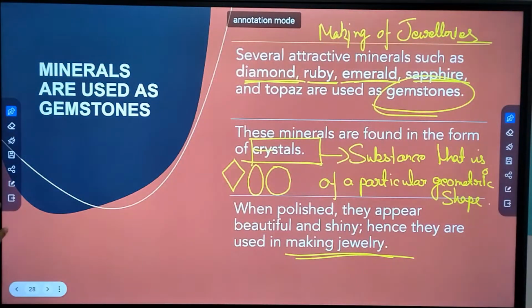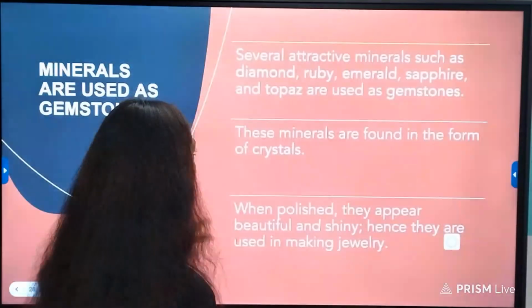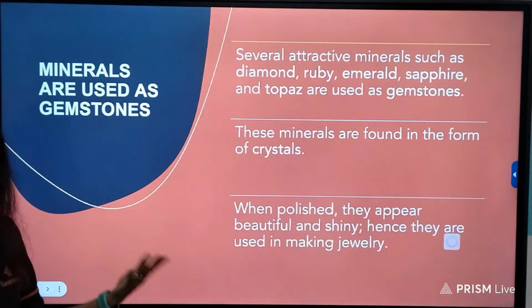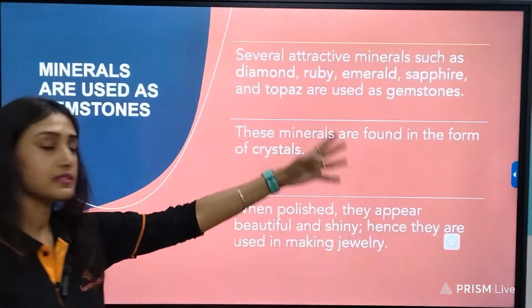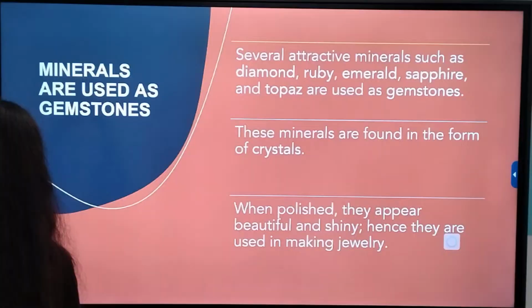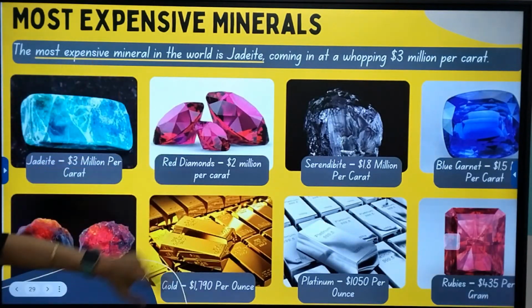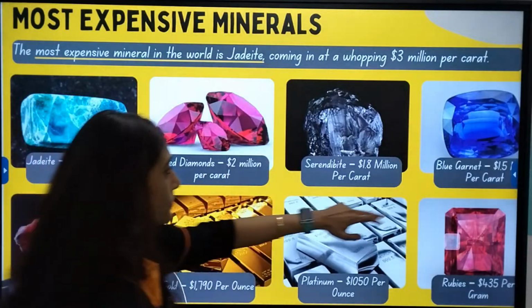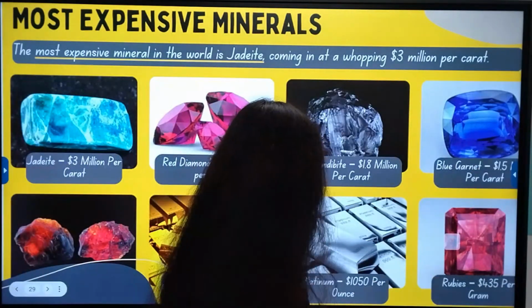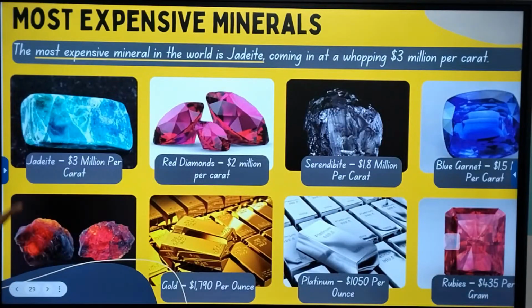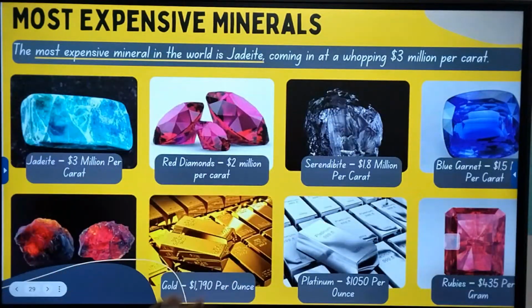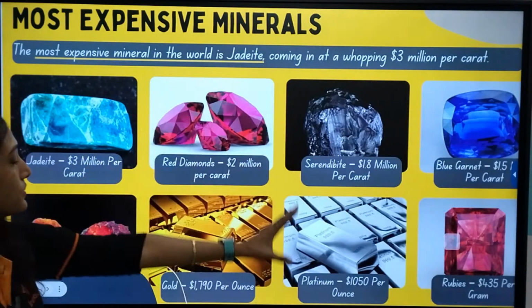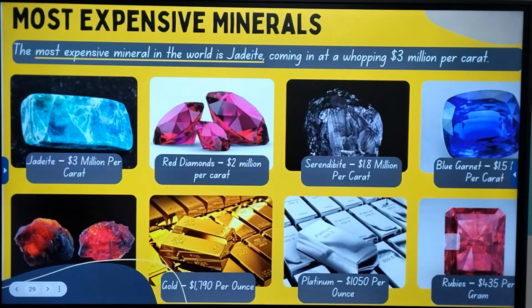Okay, understood? This time, things you can find in your home. Your mother, father, or elder brother, sister, grandmother all have jewelry, so you can see how these are used. See, this is red diamond, blue garnet, ruby, platinum, gold, so many varieties of minerals which are very expensive, and all these are used for making jewelry, right?